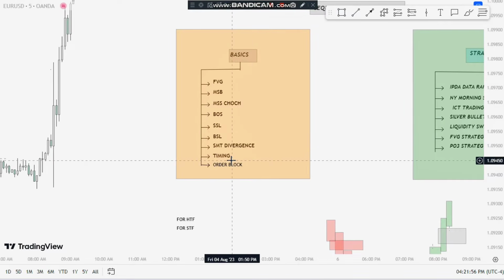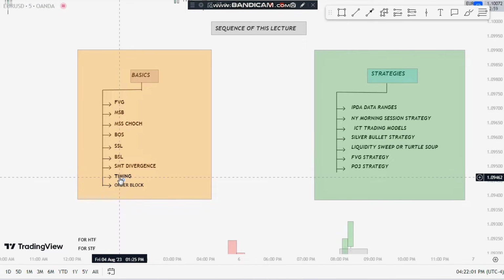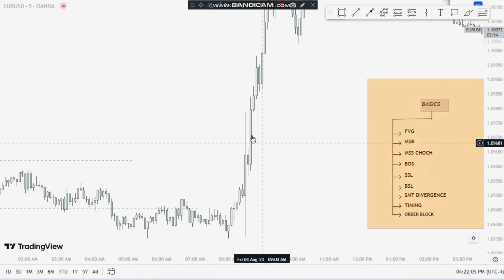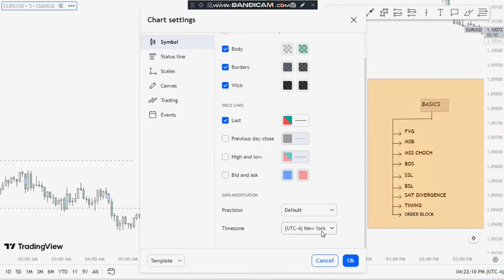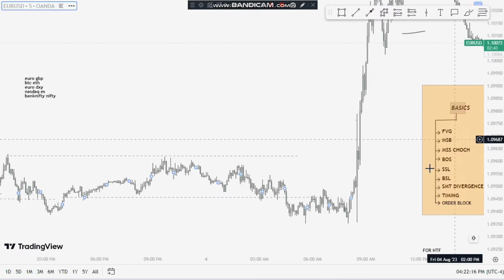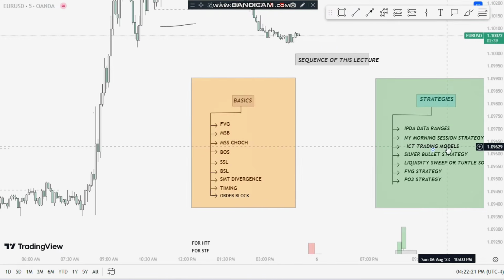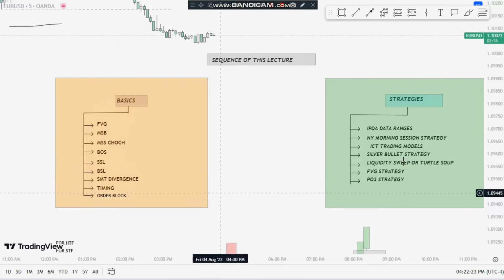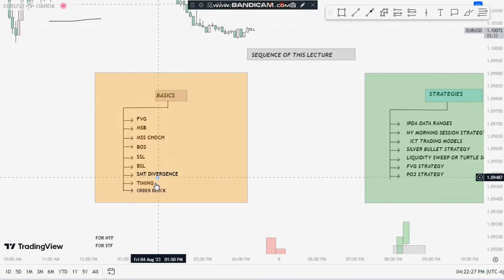Okay, so the next thing, when you trade ICT strategies, is the timing. Okay, you have to change your timing to New York. You can double tap on it, and you can see here you can change your timing to New York. So you will use the New York time, okay, UTC New York, and later on I will tell you why the timing is important. So if you haven't changed the timings, you can change it now.